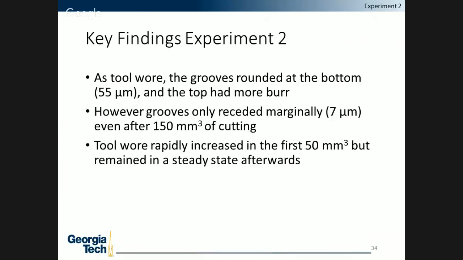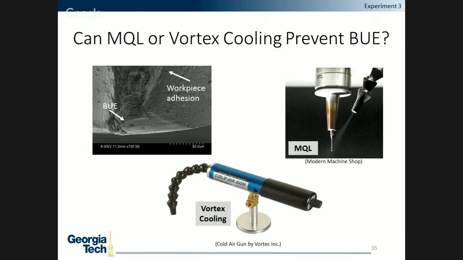Also shown by the tool wear results, the tool did wear very rapidly initially, but after having machined only about a third of the way through the tool life test, it remained in steady state. And most significantly, built-up edge was very significant at the top. And here's an example of the built-up edge we saw in our experiments. Built-up edge is detrimental to the tool. Eventually, it will break off and remove some of the tool coating and could possibly even chip the tool and permanently damage it. And because of this, we wanted to ask, can MQL or Vortex cooling prevent built-up edge?